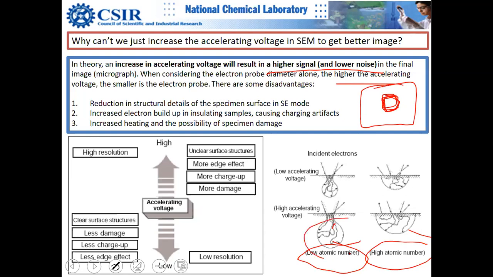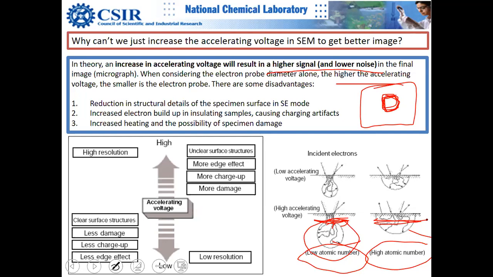You can see that the sampling area becomes larger laterally also, right? Because you are now picking up electrons from a broader area. So that means you are worsening the resolution instead of making it better. So one has to compromise.